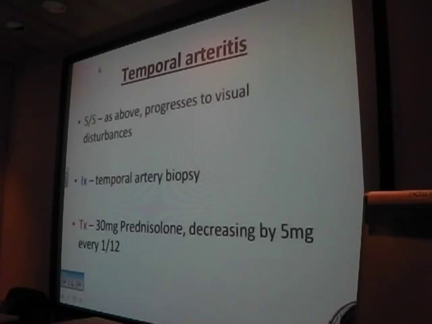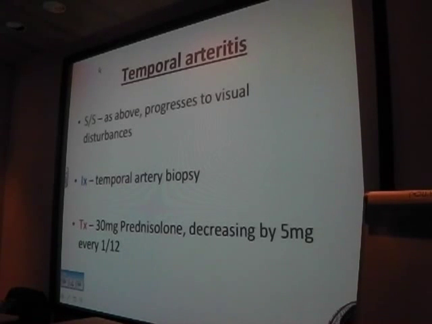So the signs and symptoms are as above, what we've gone through. And the key thing here is that it progresses to visual disturbances, which cannot be resolved. Once you have loss of vision from this condition, very rarely are you going to get your sight back, and that's why it's one of your conditions that you have to be able to pick up and treat and deal with straight away.